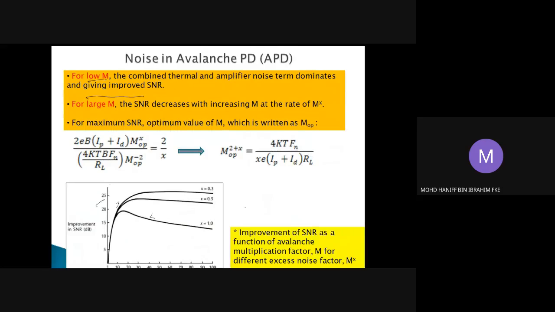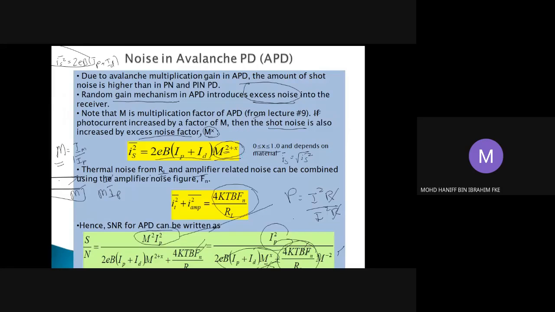But for the case of large M, we can see that based on these equations here, the thermal noise can be ignored. But this value will increase.